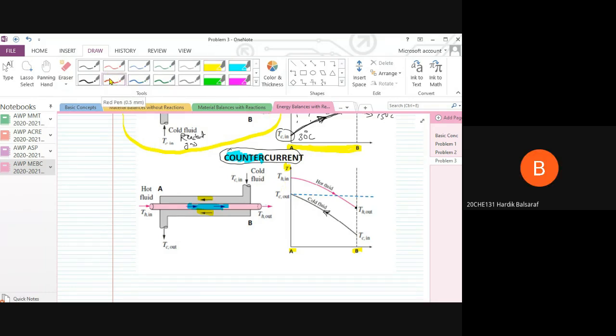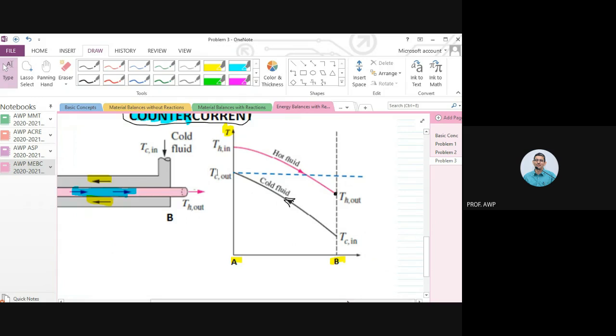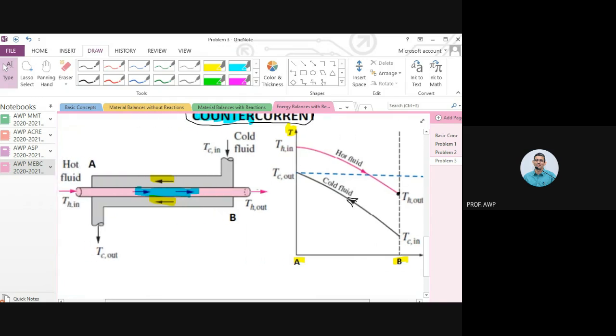Sir, TC will be the lower temperature and TH will be the higher temperature. TC, there is TC in and TC out. TC in is 30 degrees centigrade. TC out is 150 degrees centigrade. This TH in is 400 degrees centigrade. TH out is 280 degrees centigrade.